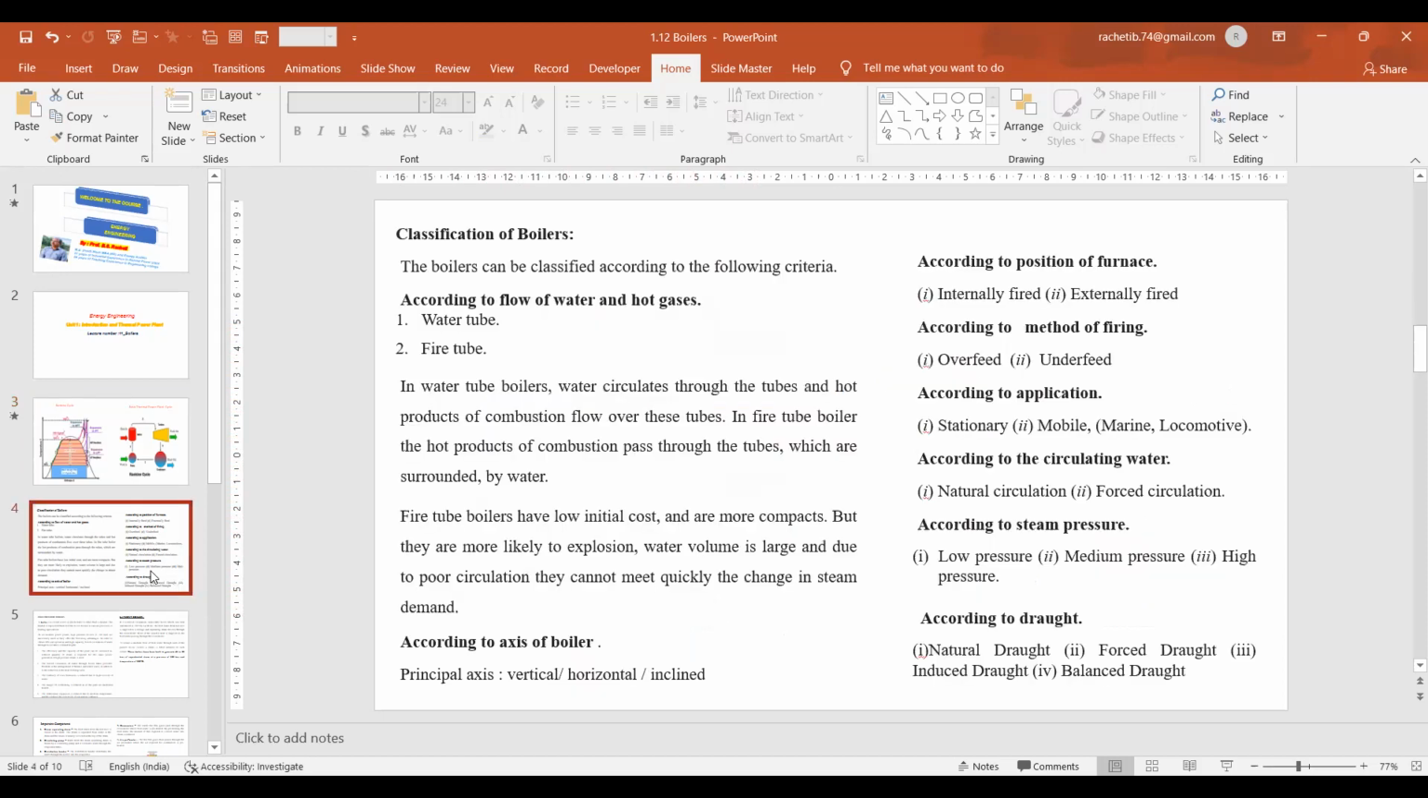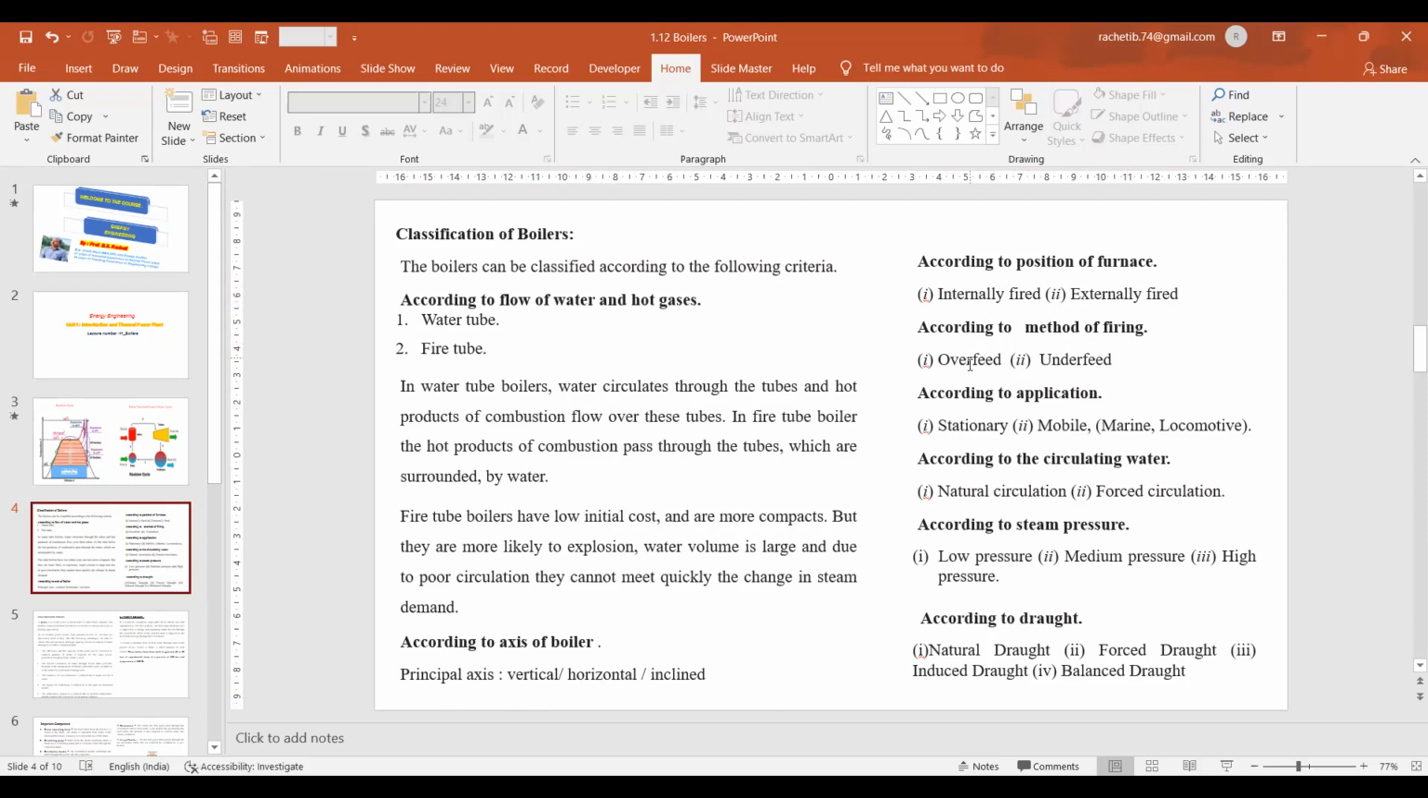Okay, so the classification of boilers first we'll see. Again, in brief, according to the flow of water and hot gases: water tube, fire tube. If water is through the tubes, it is a water tube boiler. If fire is through the tube, it is a fire tube boiler. Axis of boiler: vertical, horizontal, inclined. According to position of operation: internally fired, externally fired.